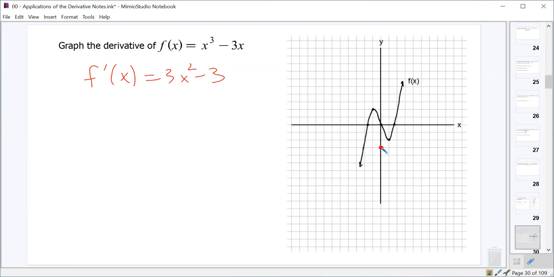We can see exactly where it crosses through the x-axis by just solving this. Setting it equal to 0 gives us x squared equals 1, or x is plus or minus 1. So it must be crossing through the x-axis at positive 1 and negative 1. And it's just a parabola that's going to open up.